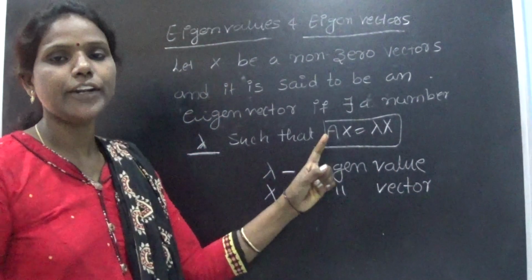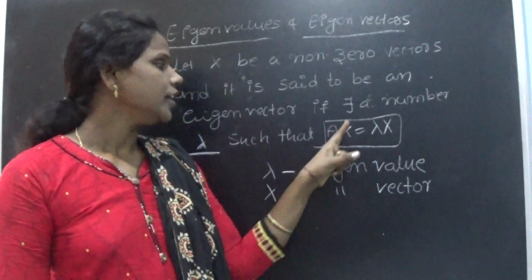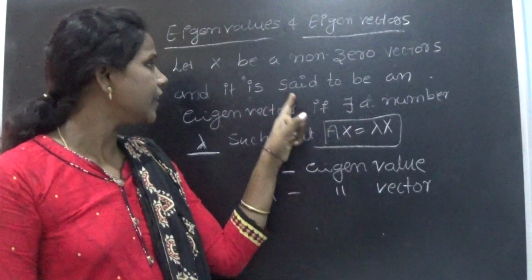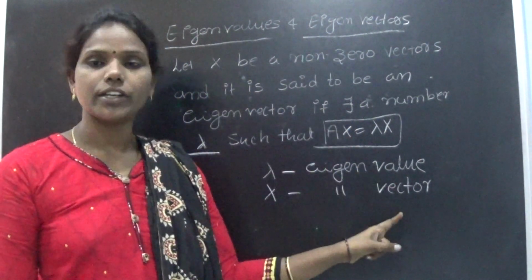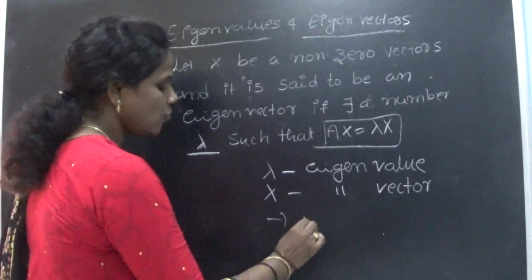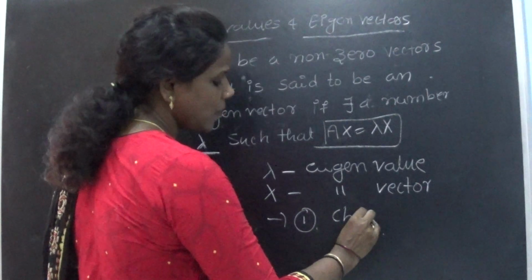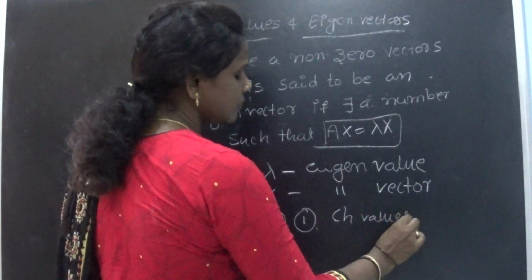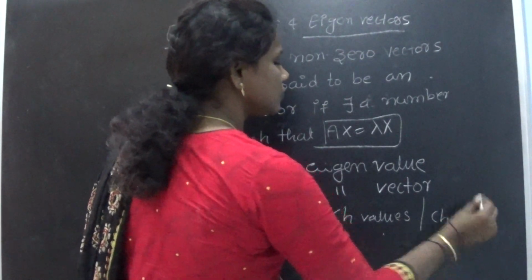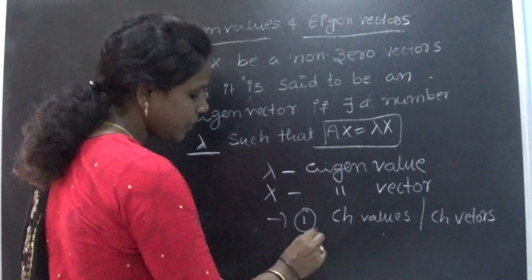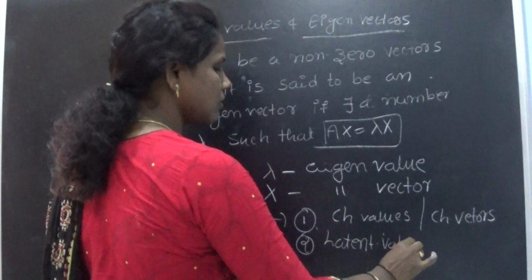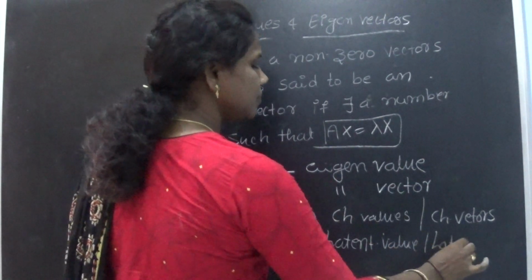So this is the main definition. We should remember this relation: if there exists a number lambda such that Ax is equal to lambda x, then x is called an eigenvector. Other names for eigenvalues and eigenvectors are: first name, characteristic values and characteristic vectors. And one more name, latent value or latent vector.